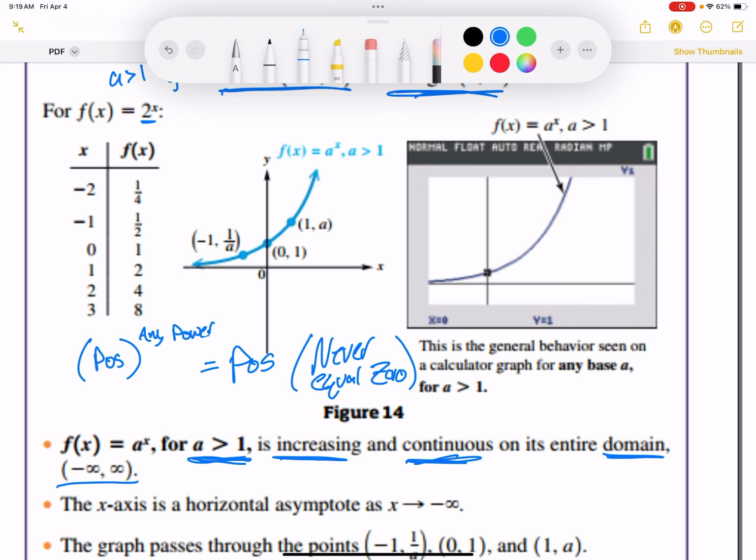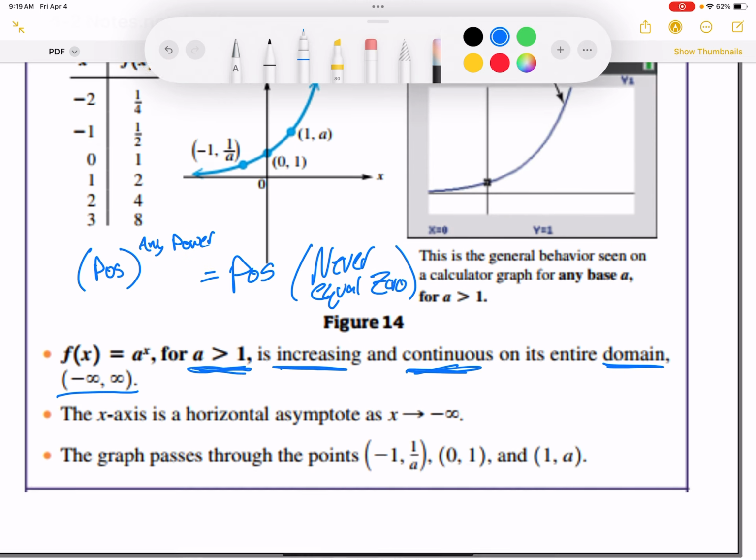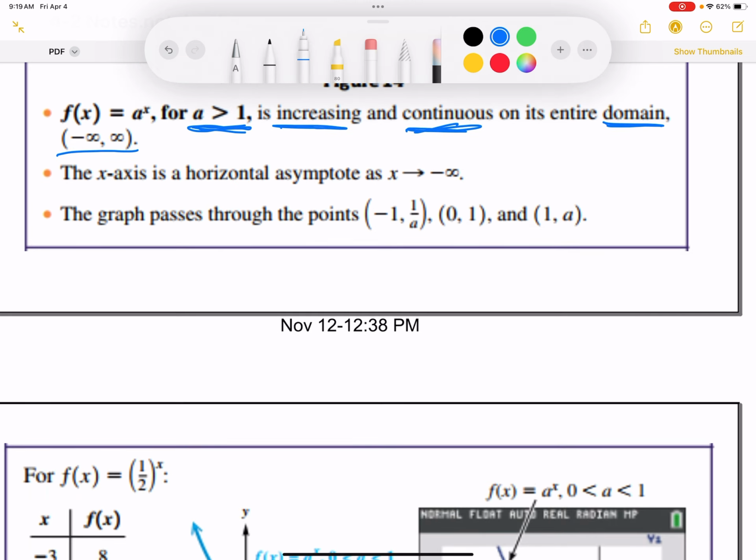All right, let's think about it. I'm going to do some scratch work right here. Let's say 2 to the -100th power. All right, well, that's just 1 over 2 to the 100th power, which is just going to be 1 over a really big number. Really big.